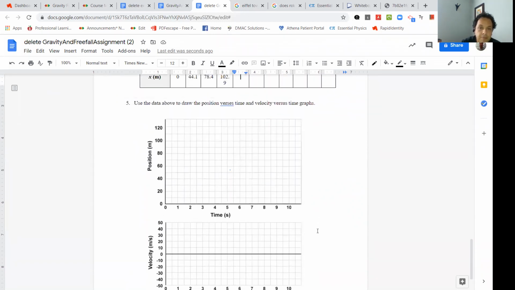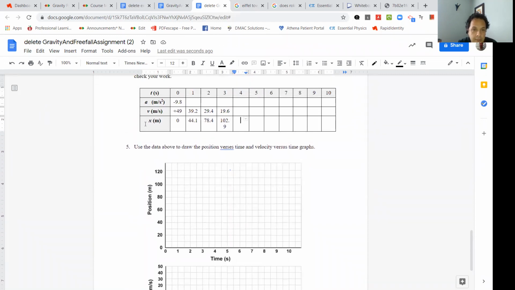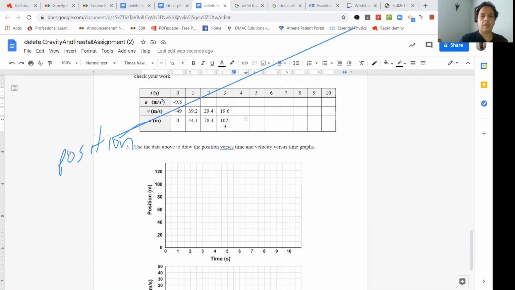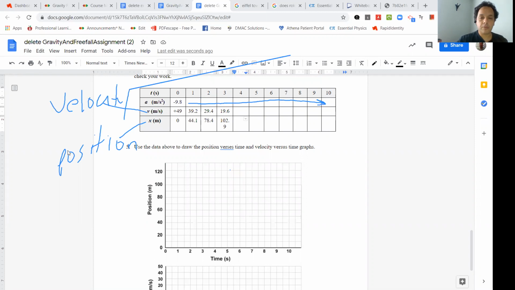Then we're going to graph. Remember, X is position, and V is velocity. And 9.8 is going to be the same all the way through. So let's get position versus time. So it starts off at 0, 0. Next one at 1, time equals 1, I got 44.1. I'm going to say that's around there somewhere, just estimate.